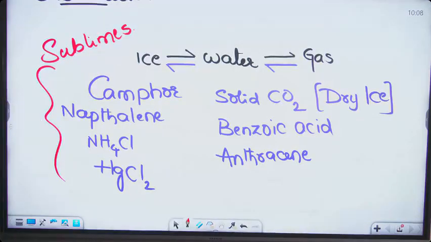So what do you mean by sublime? Those which get converted from the solid state to the vapor state. The process is called sublimation, and those substances are known as sublimes. The most important feature here is that they get converted from solid to vapor state without increase of temperature. Without changing the temperature, a substance is converted from solid directly to the vapor state. Right? Sublimation.